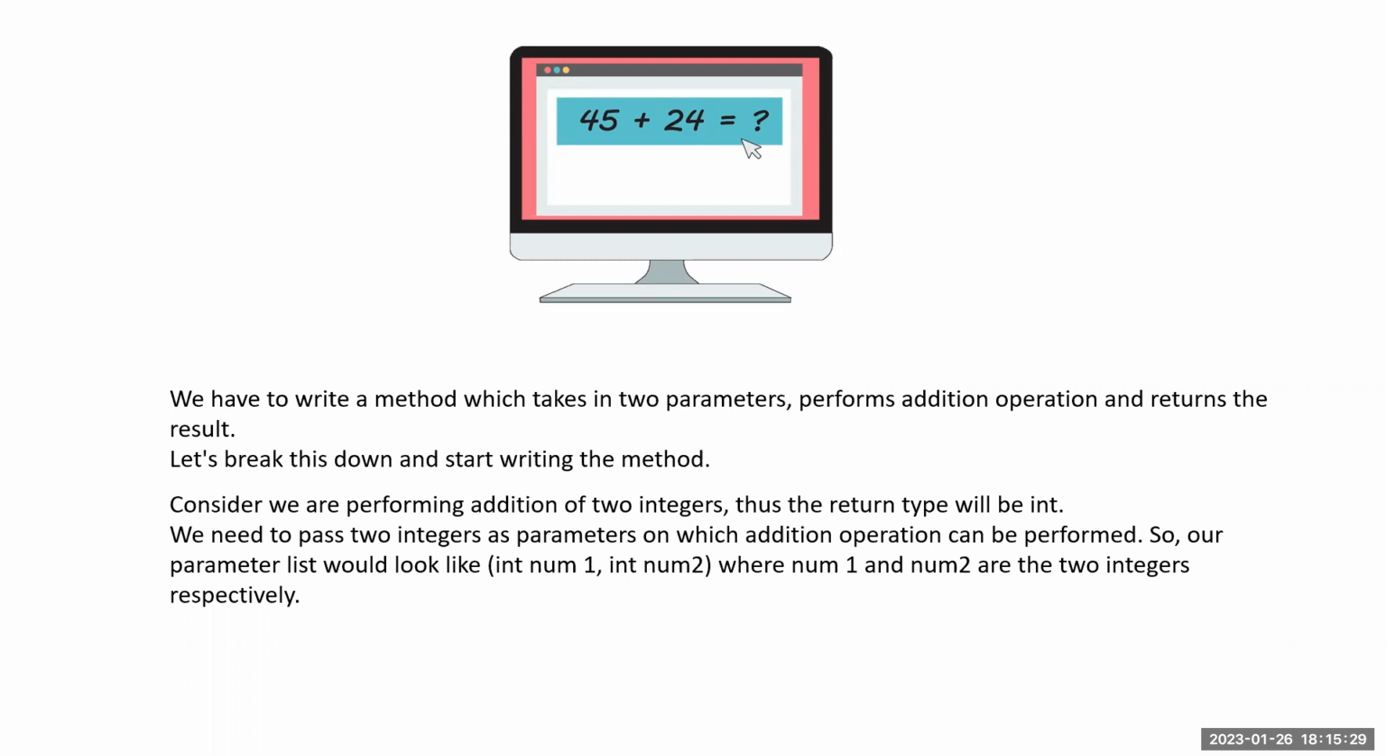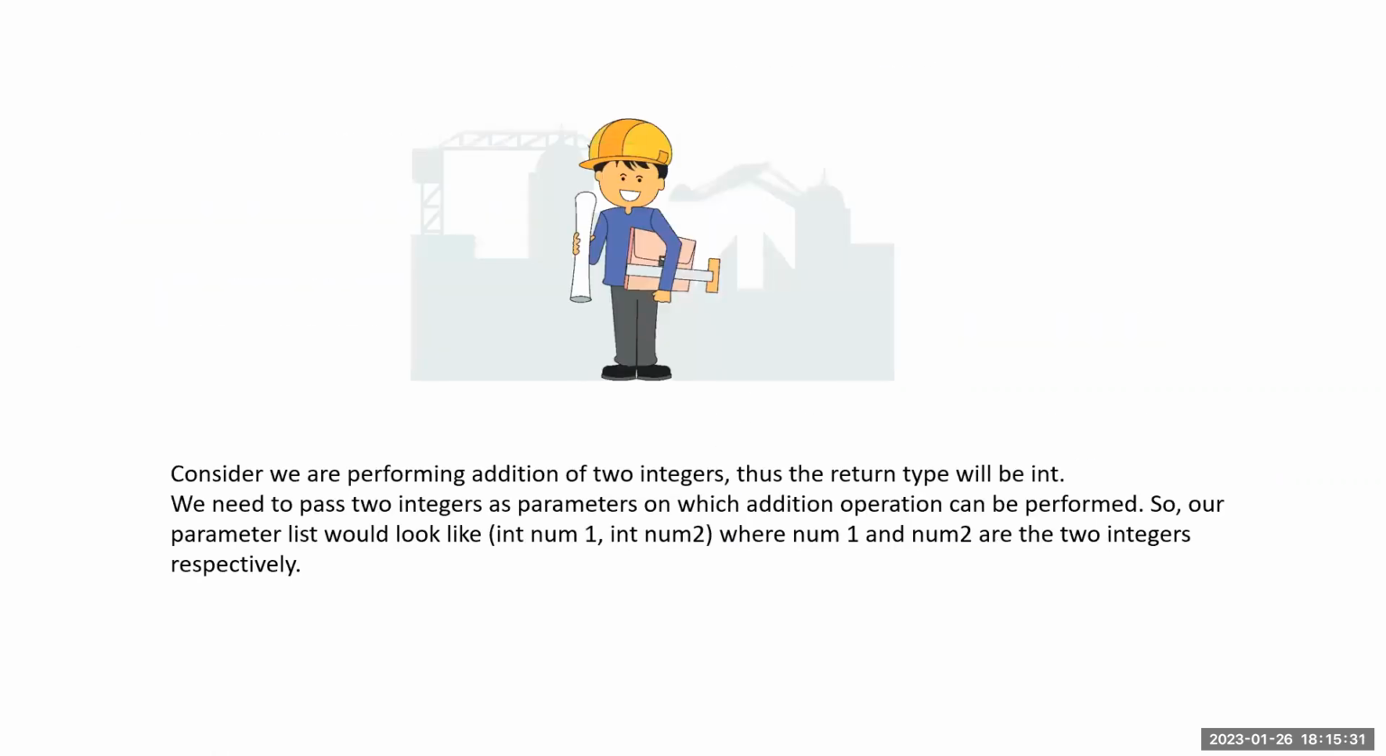So let me go to the next slide. This is what we were considering, right? We were performing addition of two integers, thus its return type will be int, and we need to pass two integers as parameters, so that an addition operation will be performed on it. So you can see it here. This is our method with parameters.